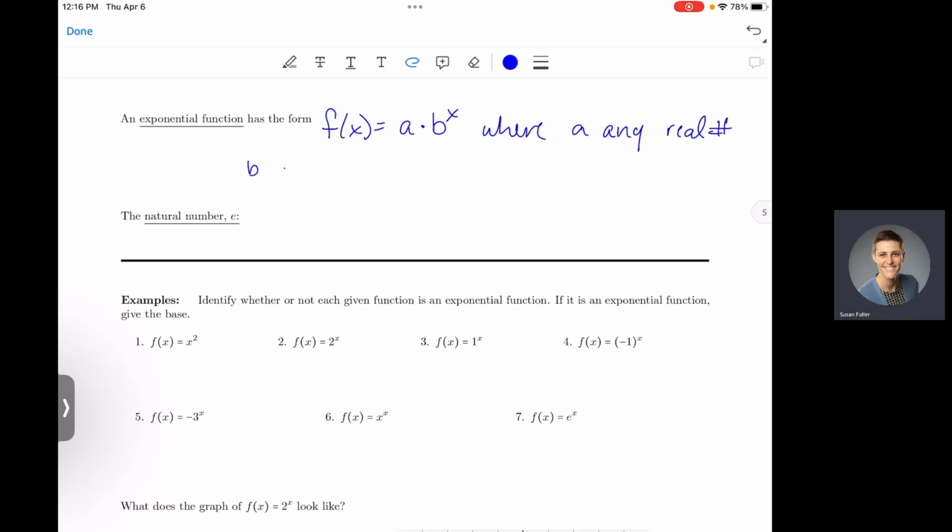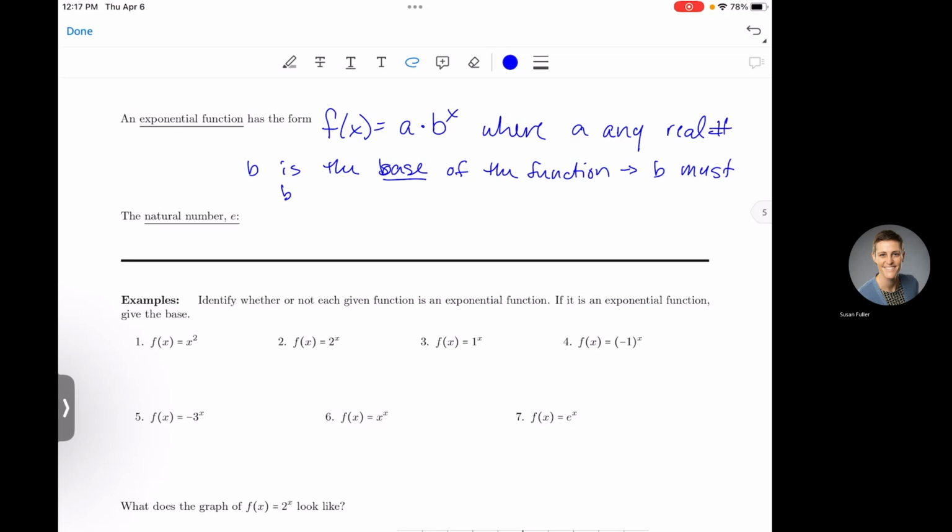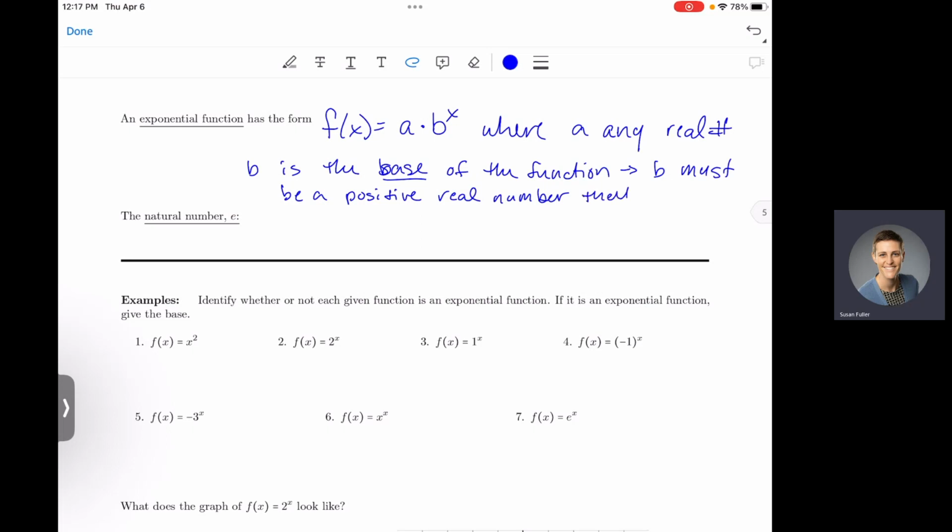B is the base of the exponential function. And b must be a positive real number, that's not 1. So the base of an exponential can't be 1.